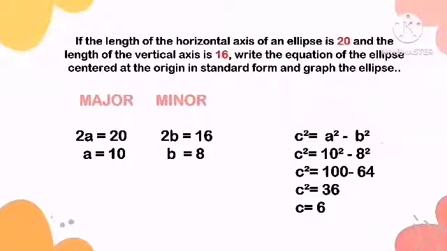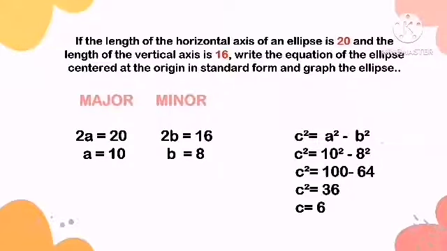Since our horizontal axis is longer, it will be our major axis. Do you still remember from the previous discussion that our major axis is equated as 2a and our minor axis is equated as 2b? Now let's have our equation. 2a equals 20. To find a, let's divide both sides by 2. So our a is 10. And for our 2b, which is our minor axis, our equation would be 2b equals 16. In order to define our b, let's divide both sides by 2 and our answer would be 8.